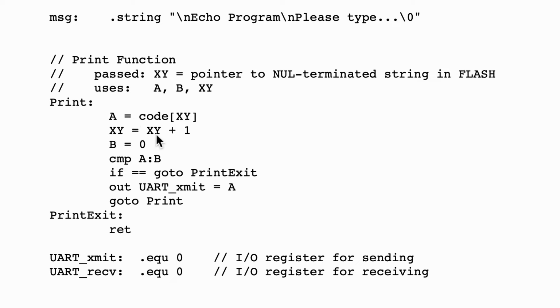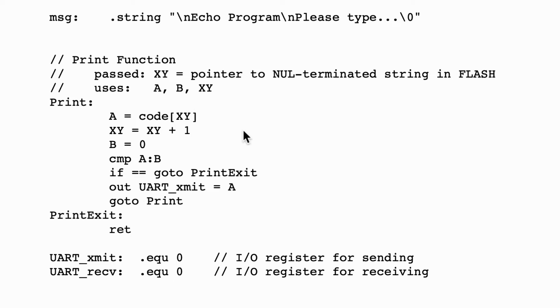After we get the byte, we increment our pointer. So here we're using an add 16 instruction to perform a 16-bit addition to the XY register. And then we're testing to see whether we've gotten to the null character at the end of the string. So we have a compare instruction. First we load B with 0, and then we ask, does the value in A equal that 0? And if so, we jump to print exit, which then executes a return statement. But if not, we go ahead and copy that byte to the output and then loop back.